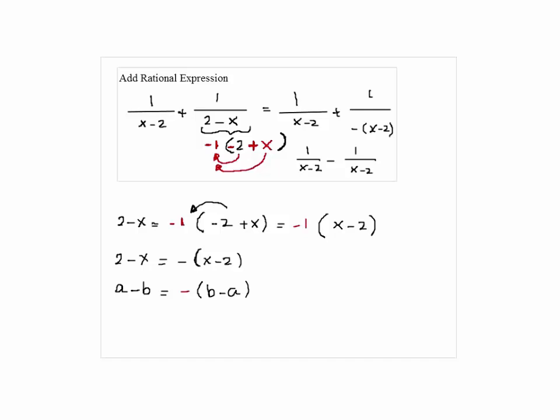Now the LCD is exactly the same here. The LCD is x minus 2, so I can combine these two. Here it would be 1 minus 1 at the top of the fraction. And then here we have x minus 2. So it just turns out that the top of the fraction would be 0 over x minus 2. What is 0 over x minus 2 equal to? Samantha?